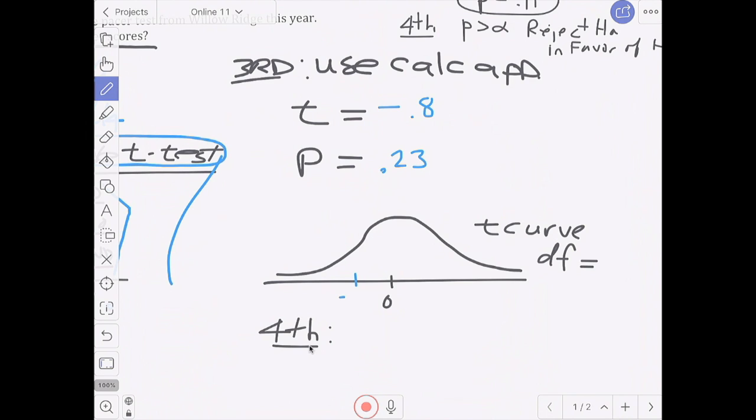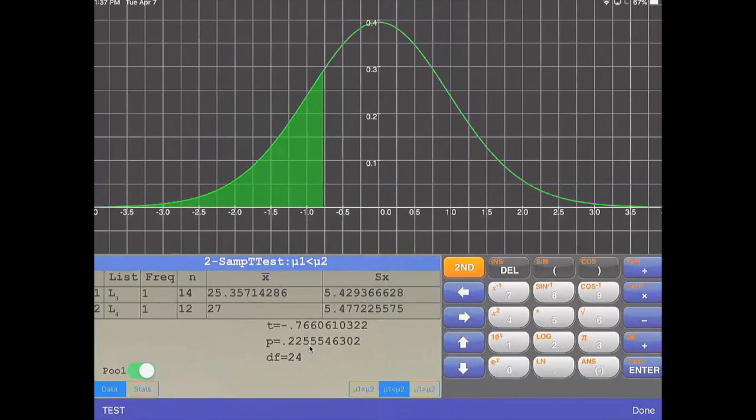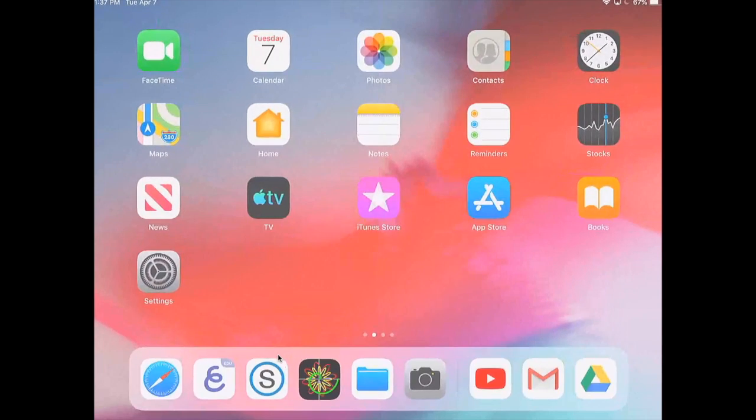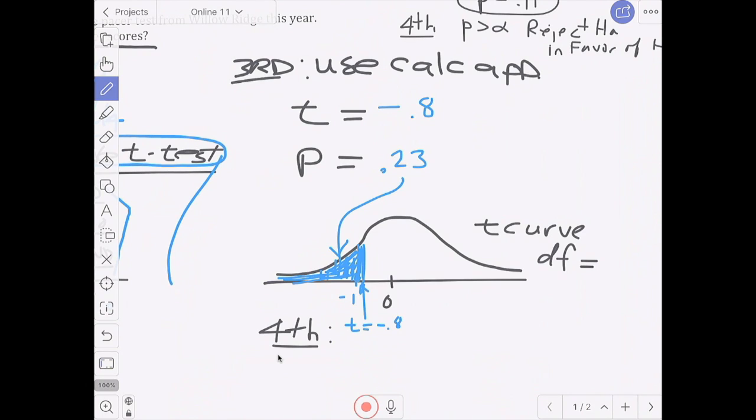So here's negative 0.8 for my t-score. The shading is going to the left. And that's a lot of probability there statistically. About 23% is shaded. So, well, the degree of freedom was written on the screen already. It would be the number of third graders and fourth graders added together, subtracting 2. So that's why it's the degree of freedom of 24. And that's a nice touch to add that on to your work.